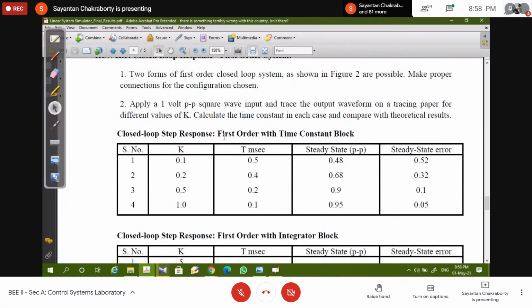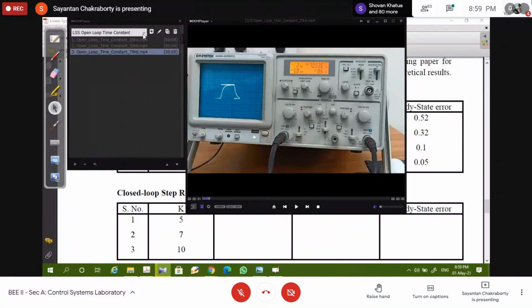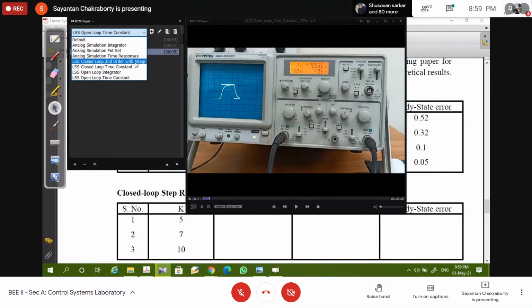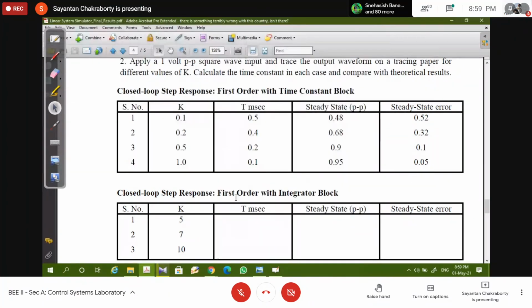See, for the first order integrator block, oh, I have not given the data over here. Actually, I have given the data for the time constant block. Let me see the data I have. Oh, sorry, I do not have the data for the first order with integrator block. I think there should be. So what I'll do, I'll leave it for you.